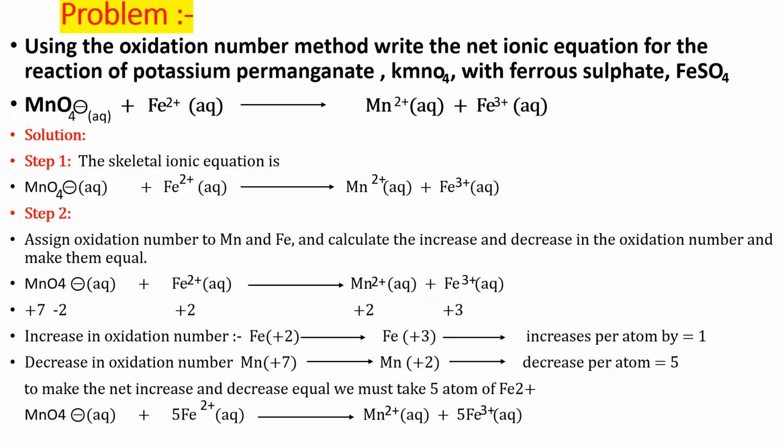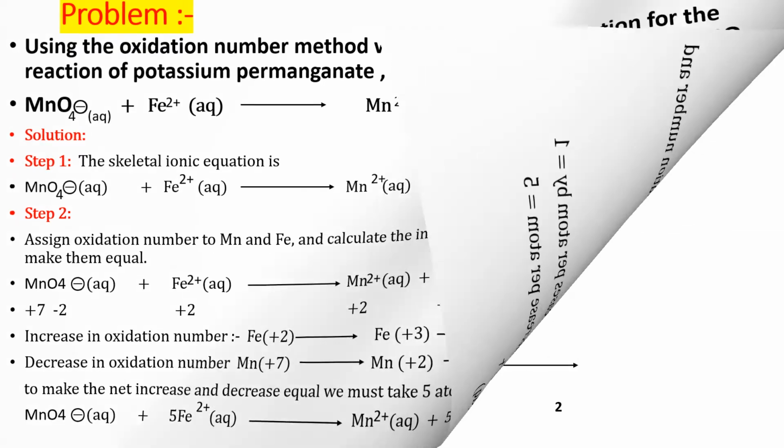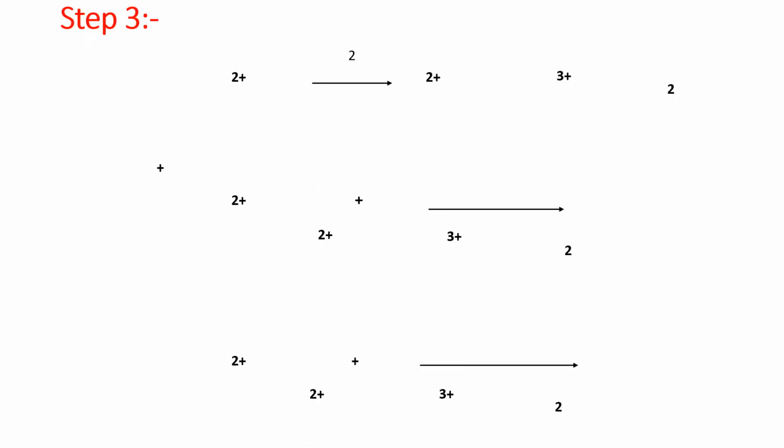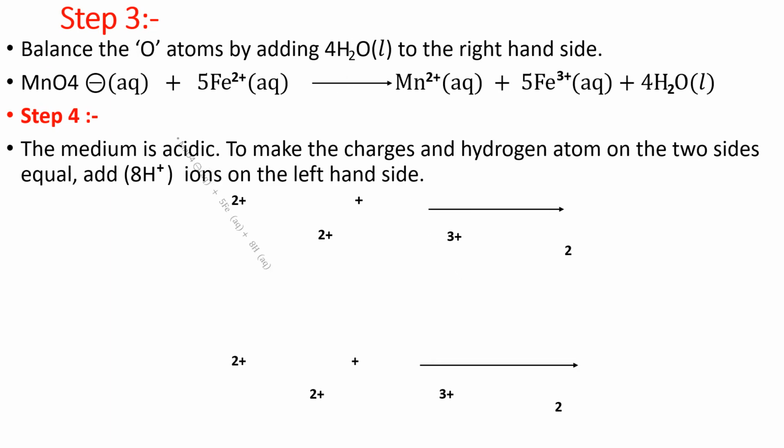Okay. Then the next step, step number 3. In step number 3, you simply balance the oxygen atoms by adding H2O molecules to the right hand side. You write this equation again: MnO4 minus plus 5Fe2+ gives Mn2+ plus 5Fe3+ plus 4 H2O molecules. These 4 H2O molecules balance the 4 oxygen atoms present on the left hand side.